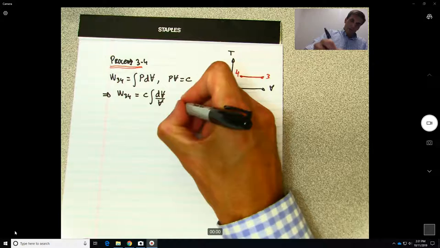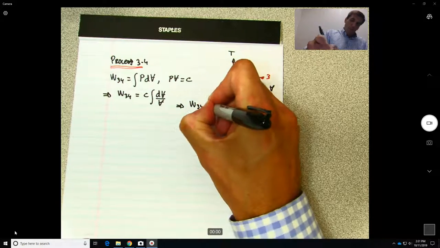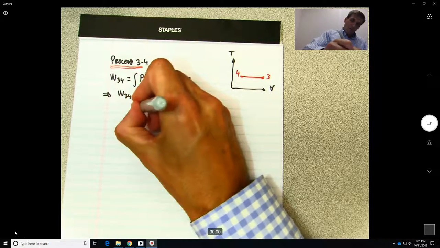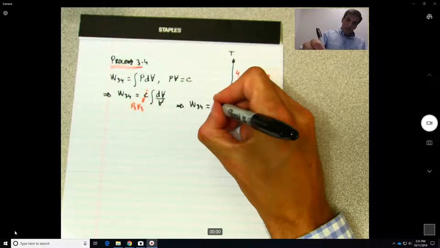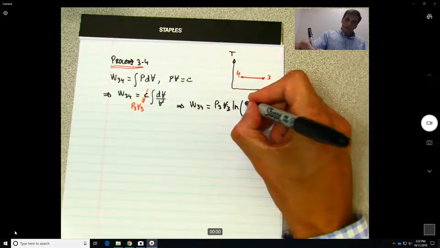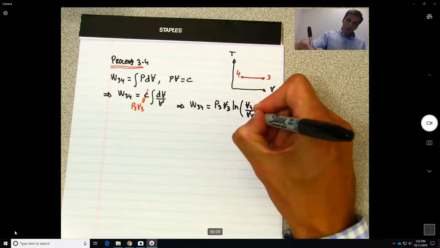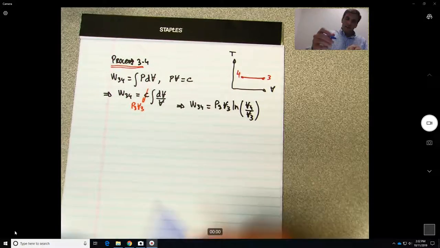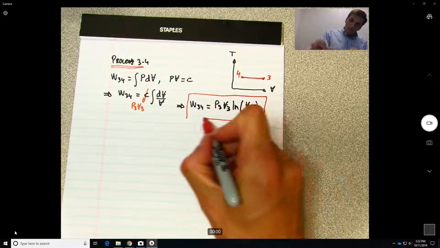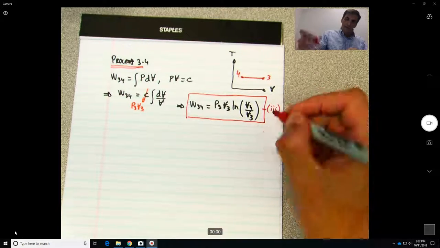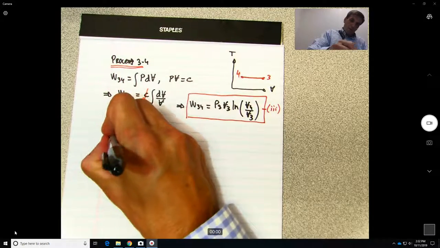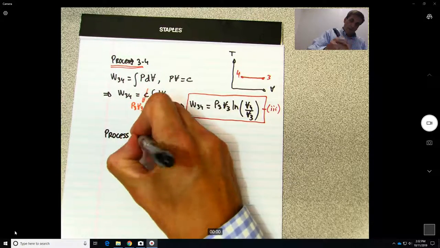Maybe I can go a little bit faster. Work 3, 4. If we say C equal to P3 V3, we're going to get P3 V3 log of V4 over V3. And we can say that this would be equation Roman 3. Okay. And next would be process 4, 1.